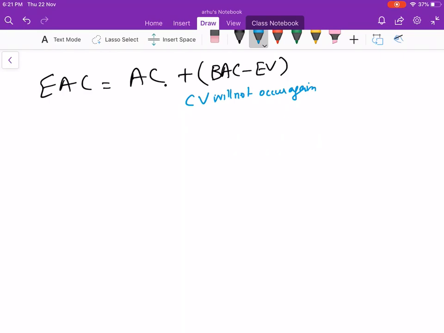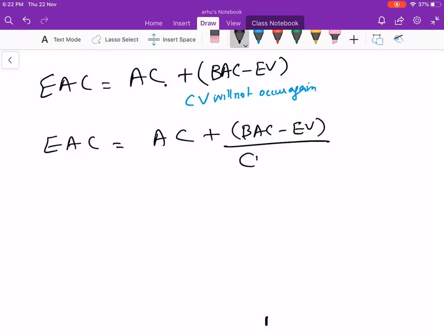Another formula is estimate at completion in terms of CPI and SPI. If you have that given in the questions, actual cost plus work remaining, that's budget at completion minus earned value, the whole divided by the product of CPI into SPI, given that the cost variance will not occur again. Okay, so it's the same thing for both the formulae.